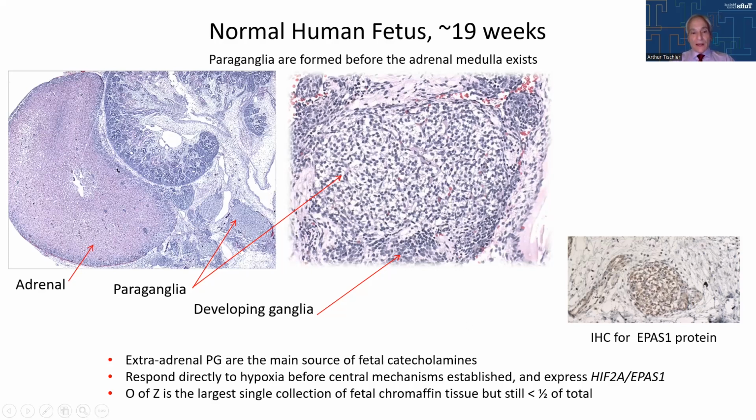The organ of Zuckerkandl, which has a catchy name, is the largest single collection of fetal chromaffin tissue, but it should be remembered that it still comprises less than one half of the total, according to Rex Copeland.